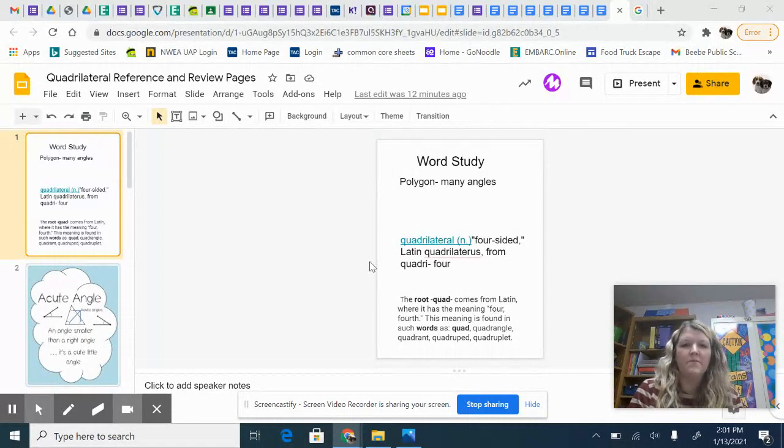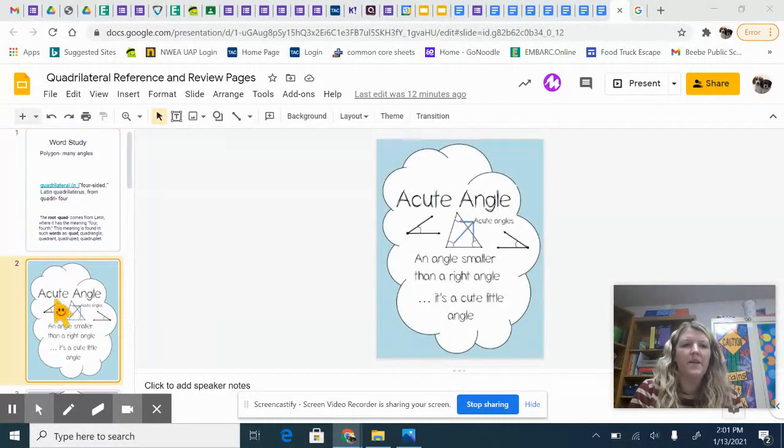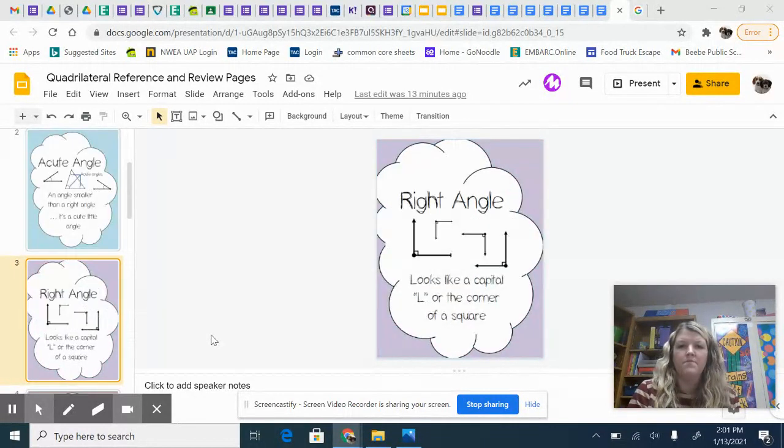So before we look at those in more detail, we're going to review the types of angles. So we've got an acute angle, which is an angle that's smaller than a right angle, so it's less than 90 degrees. You could think of it as a cute little angle. So those are the small ones. And this shows an acute triangle where it has three acute angles. Then we've got right angles, and it looks like a capital L or the corner of a square. So it can be turned different ways like you see in the picture.